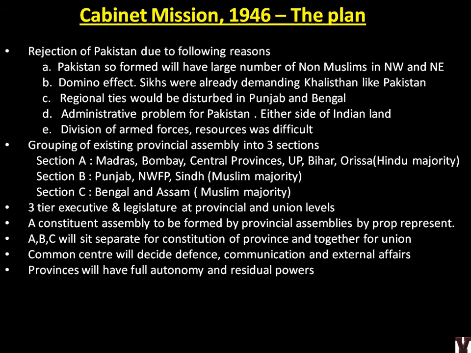Provinces will have full autonomy and residual powers. So the residual powers are now being given to the states. This is what Jinnah was demanding long back, if you remember Jinnah's 14 points. But the Nehru report was saying the residual powers should be with the center.